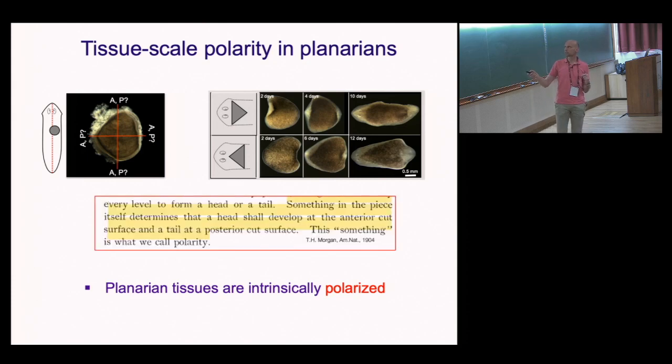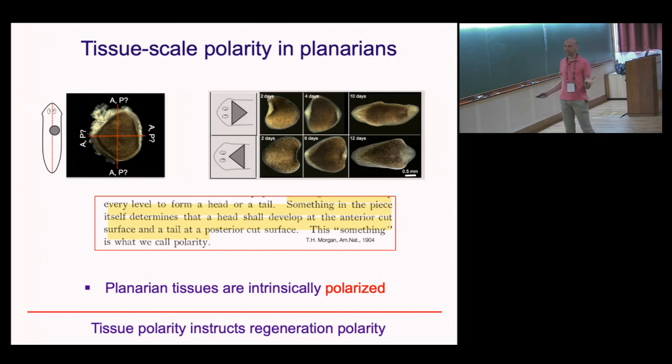And this, in fact, has been known for a long time. T.H. Morgan, the famous Drosophila geneticist and also Nobel laureate, worked on planarians before he got sidetracked with Drosophila. In one of his papers, he states that something in the piece itself determines that a head shall develop at the anterior cut surface and the tail at the posterior cut surface. This something is what we call polarity. And I will stick largely to this definition of polarity for the remainder of the talk.